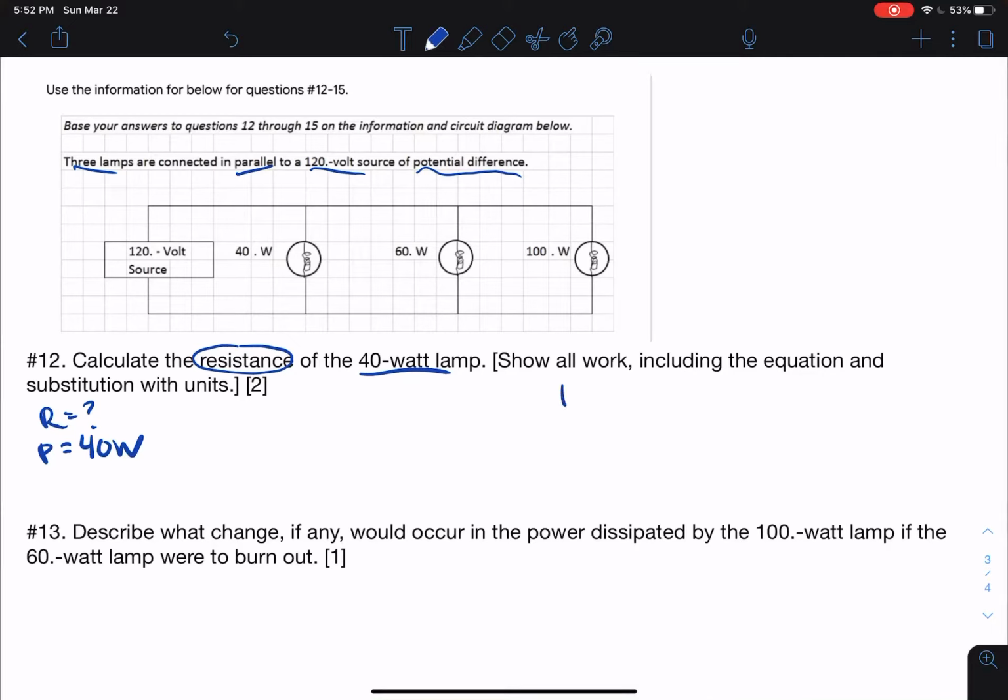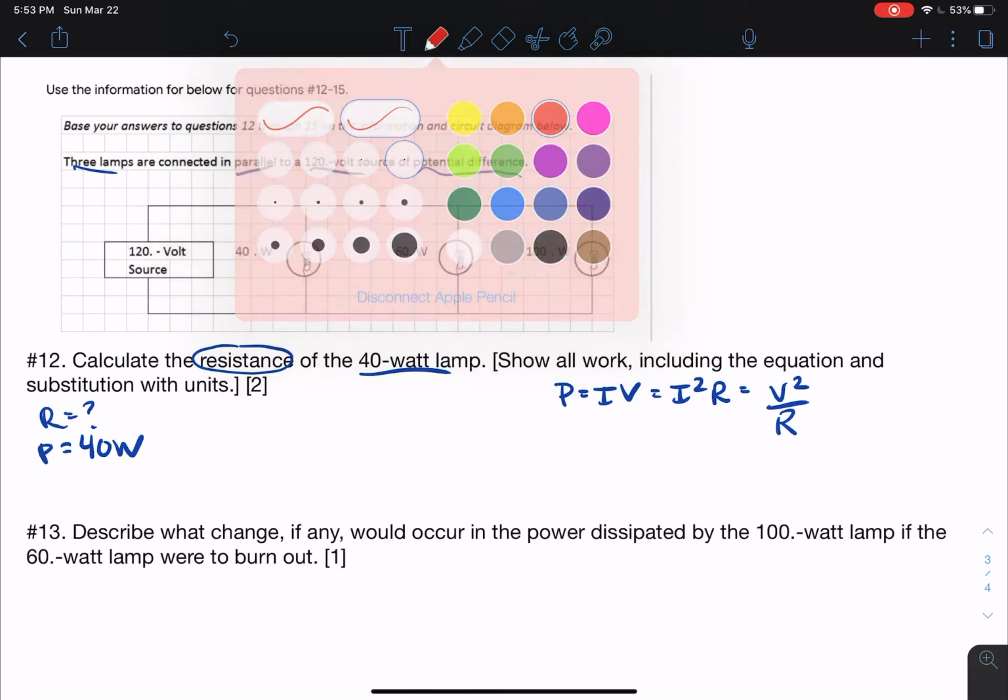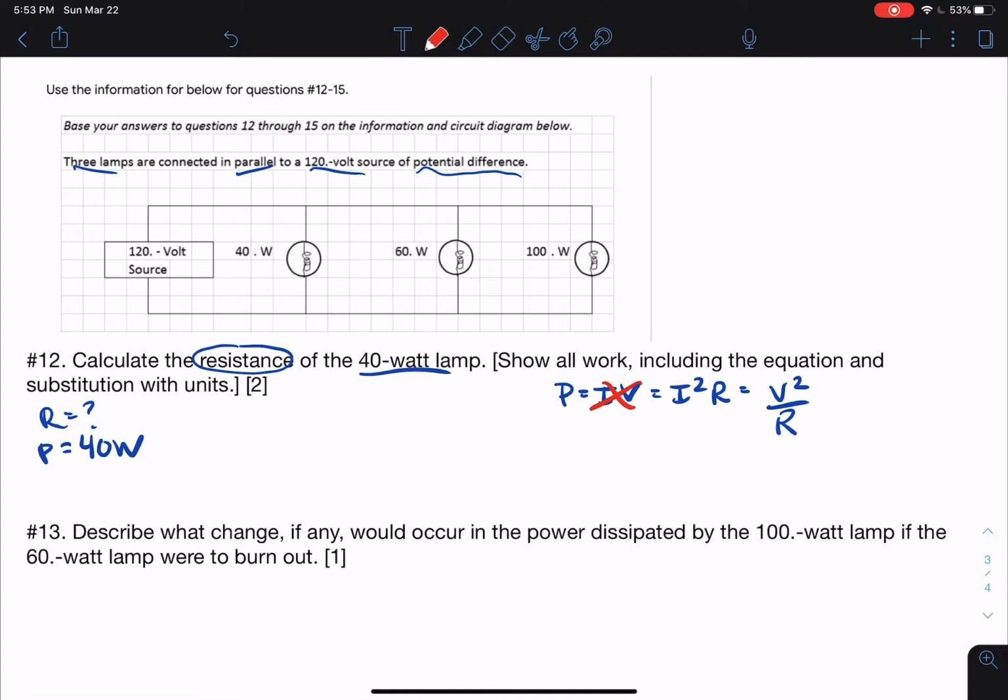If I look in the reference table at the power equations, P equals I times V, which is the same thing as I squared times R, which is the same thing as V squared over R. Okay, so we want something that has R in it, so we can eliminate that choice. So we could use maybe this one or maybe this one. Which one's going to be easier for us to use?